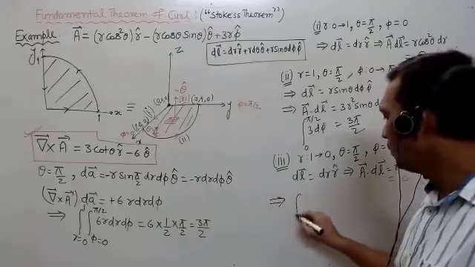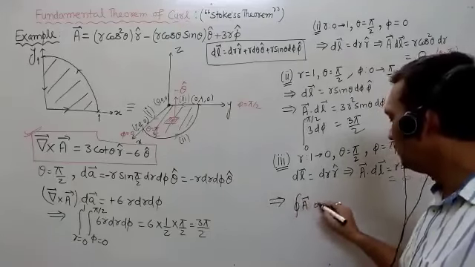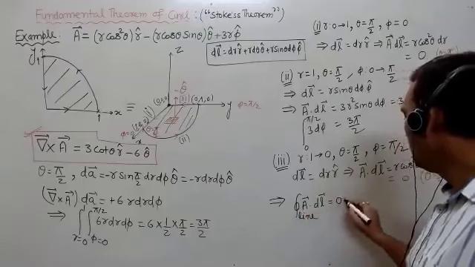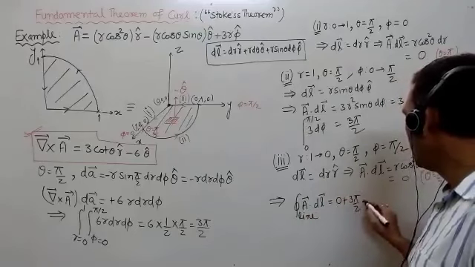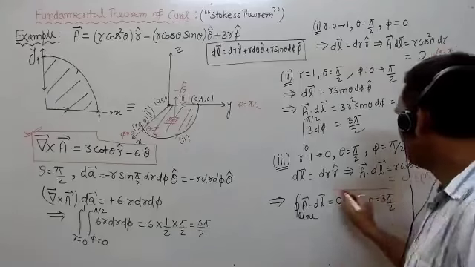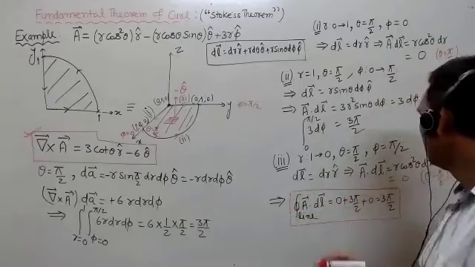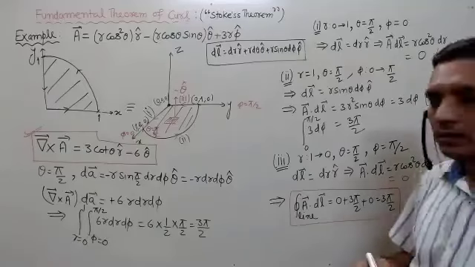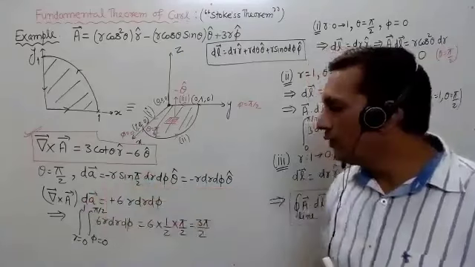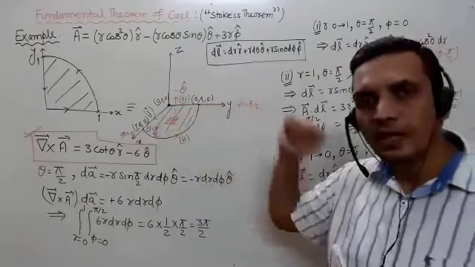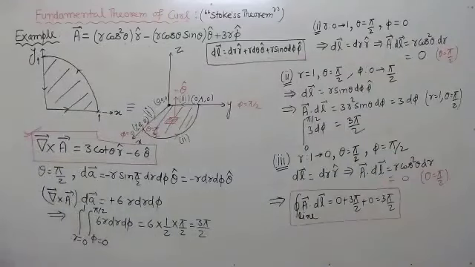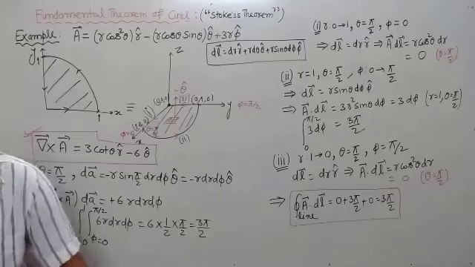So now you can easily write the closed integral of A dot dl. This will be 0 plus 3 pi by 2 plus 0. That is 3 pi by 2. This is the closed integral of A dot dl, 3 pi by 2. And that is the same as the surface integral of the curl of A over the open surface. Is it clear? Yes, sir. So any doubt in this example?